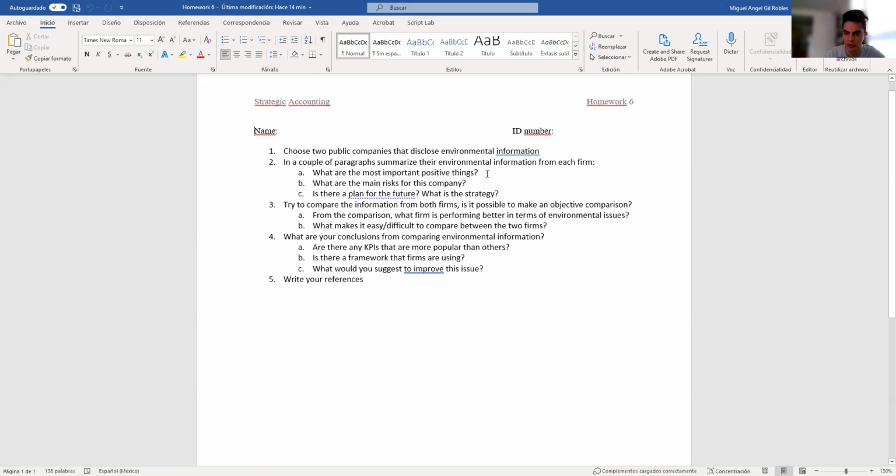What are the most important positive things? What about the negative things? Is there a plan for the future? Can you summarize their strategy in terms of environmental issues? So that's basically point number 2.